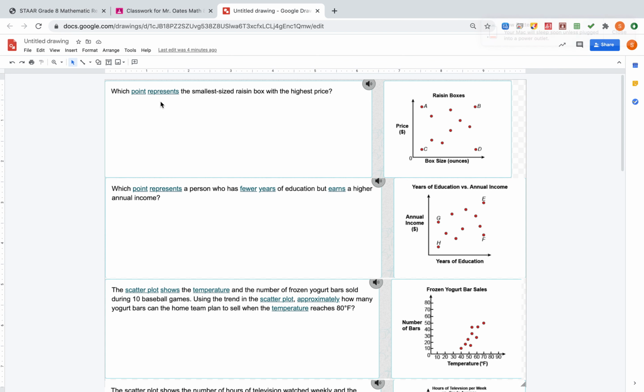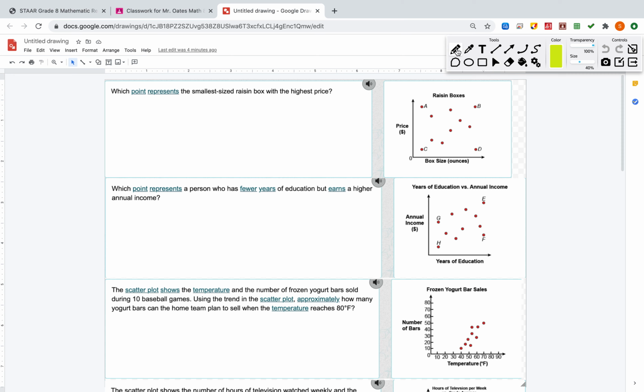So it says, which point represents the smallest size raisin box with the highest price? You need to also make sure you're drawing on this, not just putting the letter, but writing exactly what I write, where I write it. So we're looking for the smallest size box and the highest price. First, I'm going to look at the side that's labeled box size.